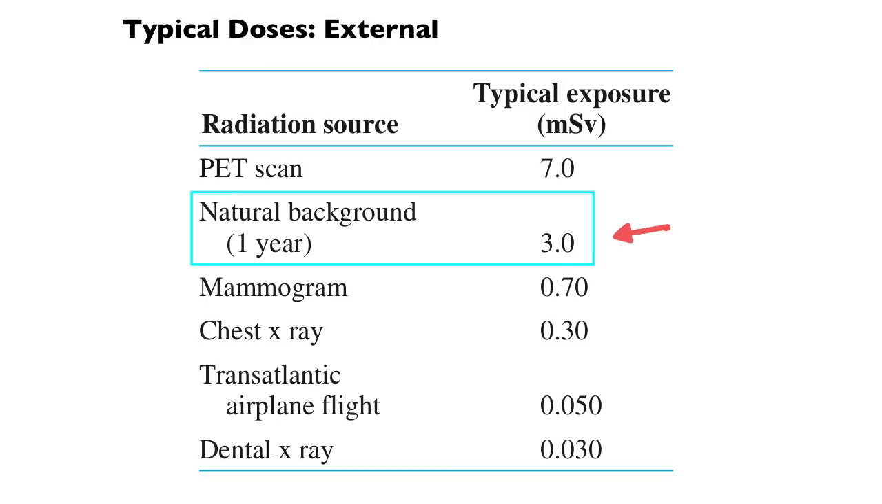A transatlantic airplane flight, interestingly, is a reasonable amount of dose. We'll talk about that later. Chest x-ray is a tenth. That's a month's worth of radiation dose. A PET scan, 7 millisieverts. That's 2 years worth of dose. And so you want to think twice about those nuclear medicine procedures because the doses are significant.